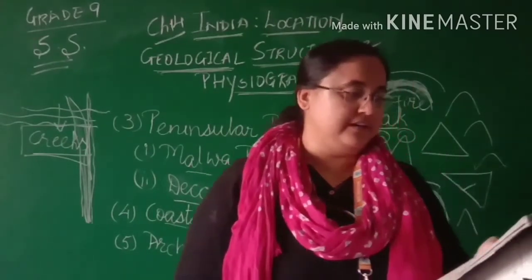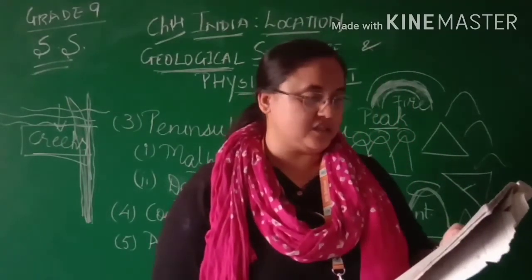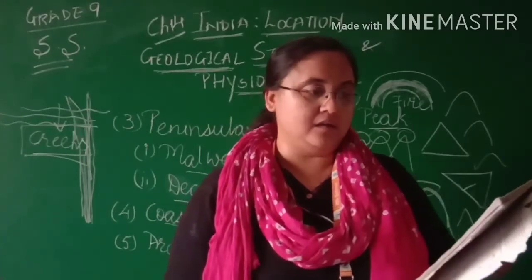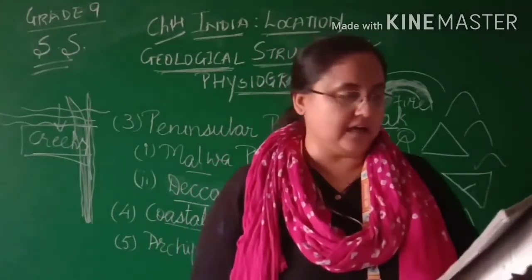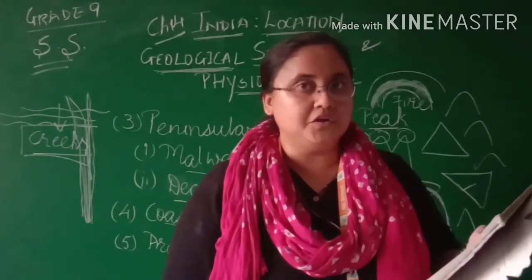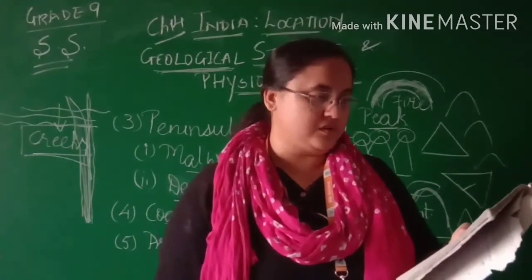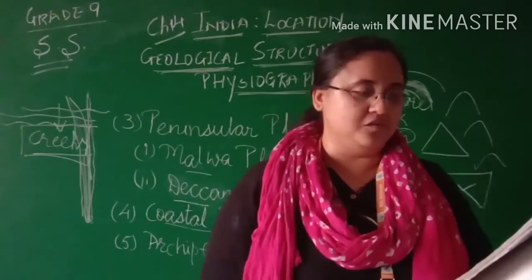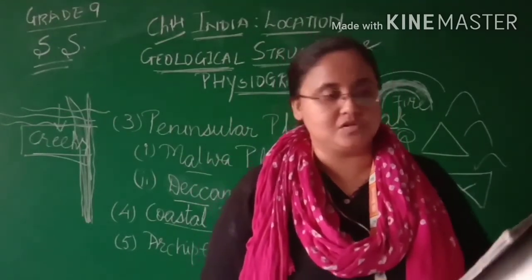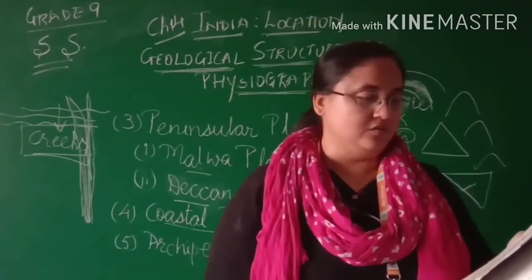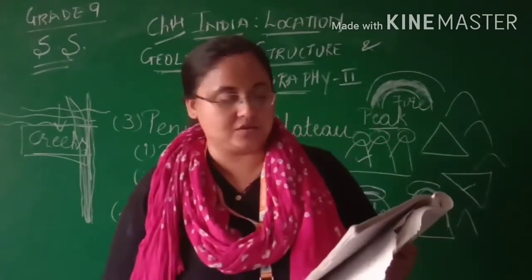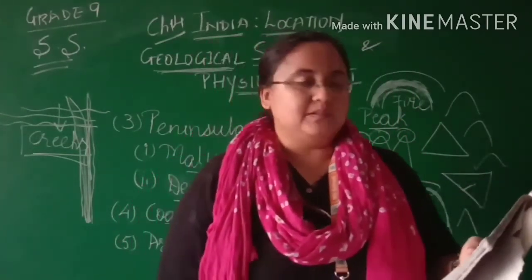Deposition in the deltas of Kaveri, Krishna, Godavari and Mahanadi. Its northern coast is known as the North Sircar coast. I am repeating the word North Sircar coast. And the Tamil Nadu coast is known as the Coromandel coast. I am repeating, the Tamil Nadu coast is known as the Coromandel coast. Okay, so this is something about the coastal plains.